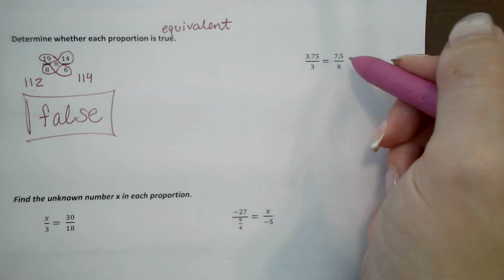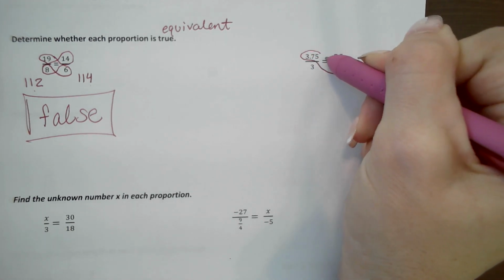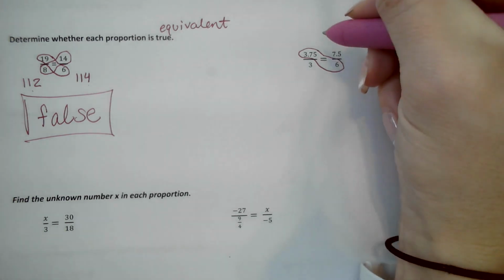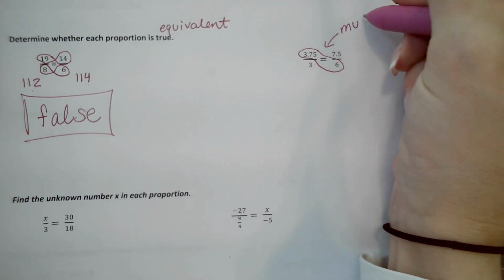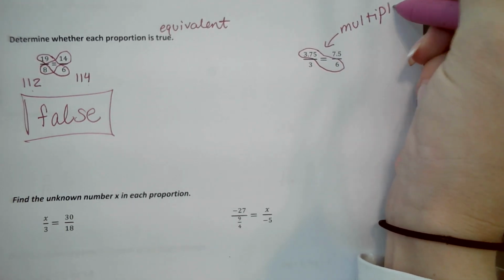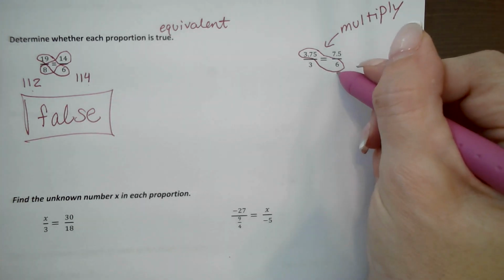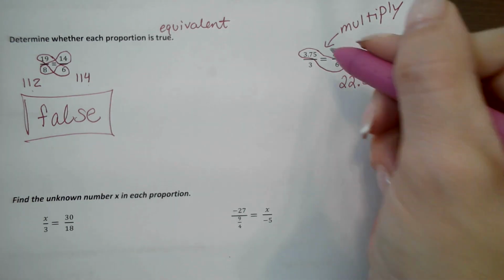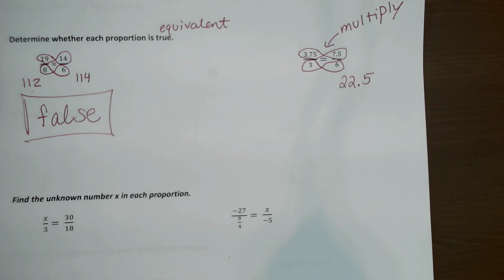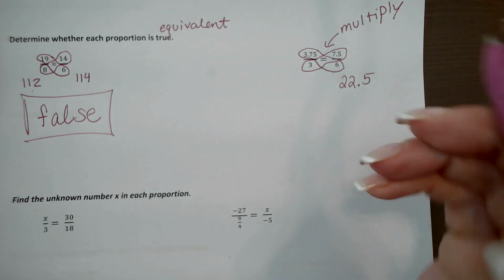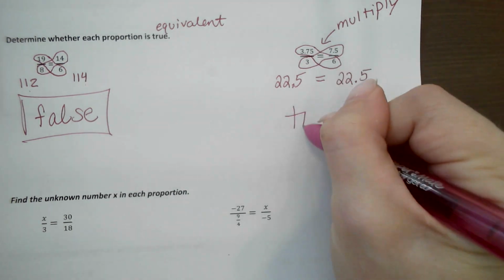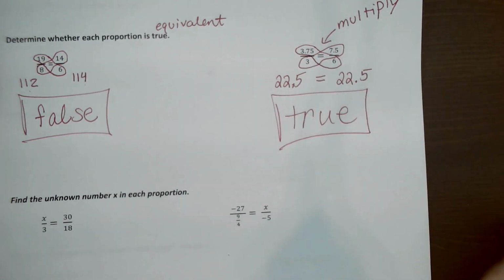Now the next one has some decimals, but we're still going to use cross multiplication just like we did in the last one. So 3.75 times 6. Remember, you are multiplying when you cross multiply. So the product of 3.75 and 6 is 22.5. And then our second cross product, 3 times 7.5, is also 22.5. So because these are equal, this is a true proportion.